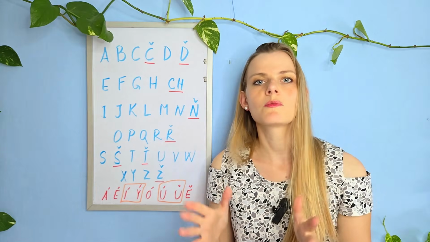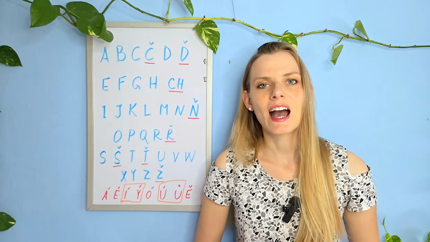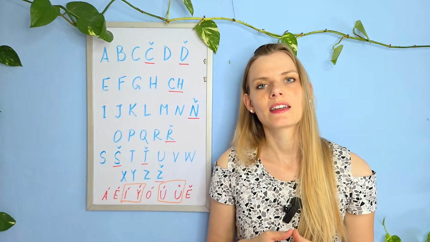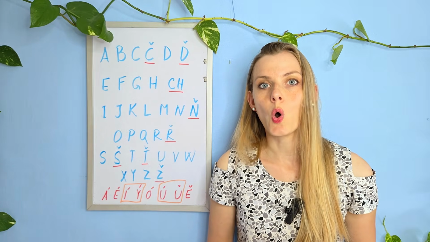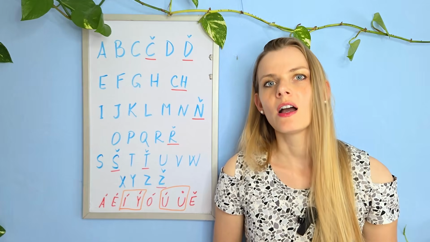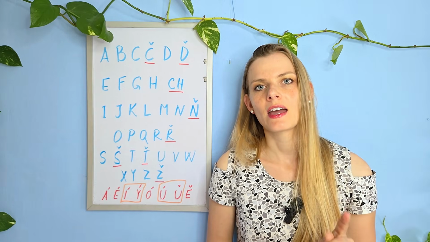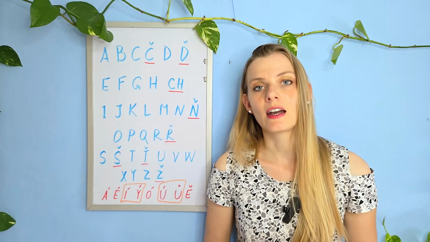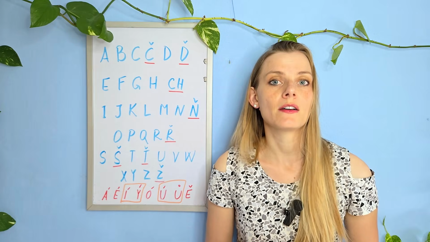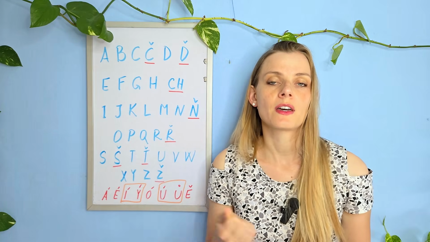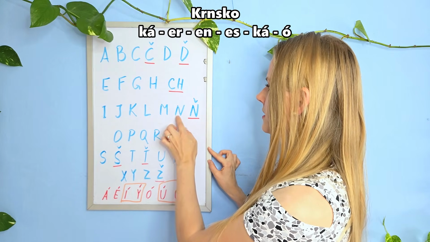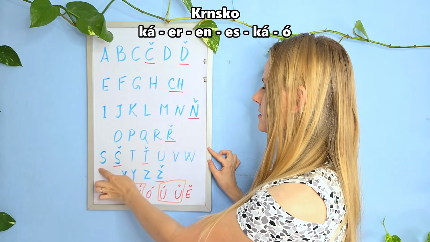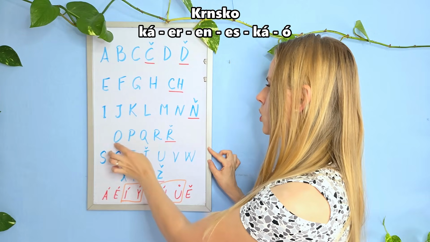Now, two names of towns. K, R, N, S, K, O. Ještě jednou. K, R, N, S, K, O. The town is Krnsko.